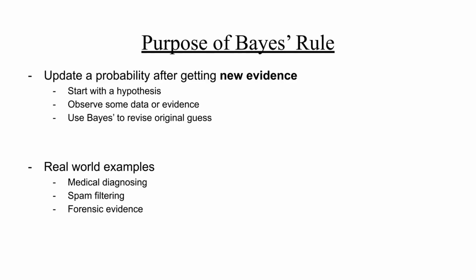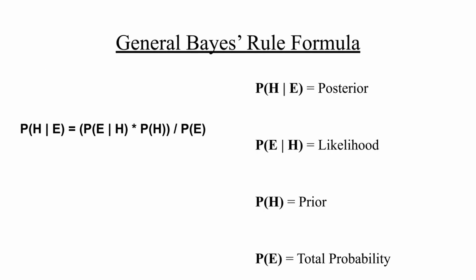And some real-world examples where we can see this is medical diagnosing, spam filtering, and forensic evidence. So the general Bayes' rule formula is the posterior P(H|E) is equal to the likelihood times the prior, and divide the likelihood and the prior by the total probability.